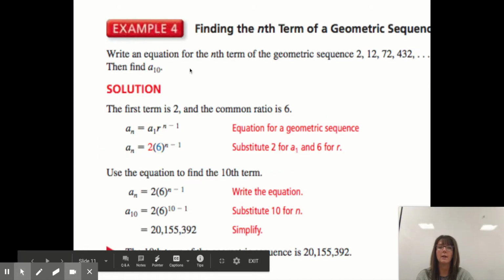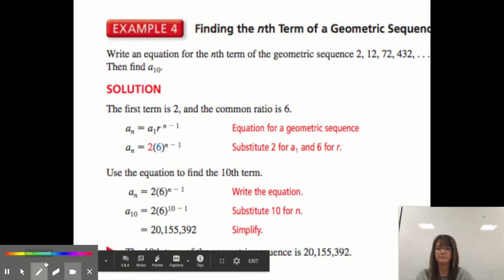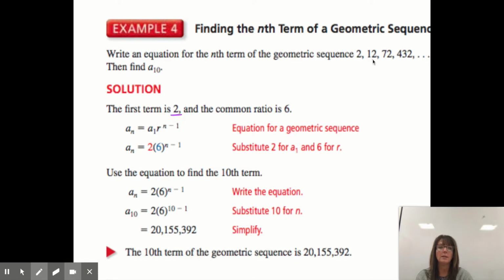So write an equation for the nth term of a geometric sequence, 2, 12, 72, 432, and then find the 10th. So a sub 1 is going to be the first term, right? That's 2. Then you look for the common ratio, which happens to be times 6. So there's 6. Here's where they fit into the equation. First term, and then r is our ratio, and then n minus 1.